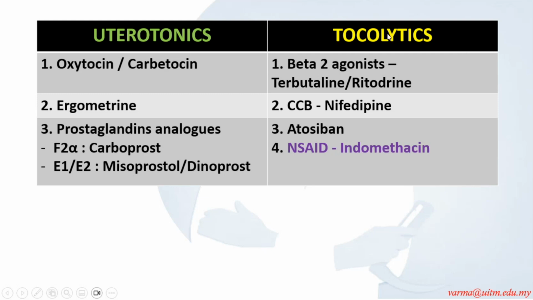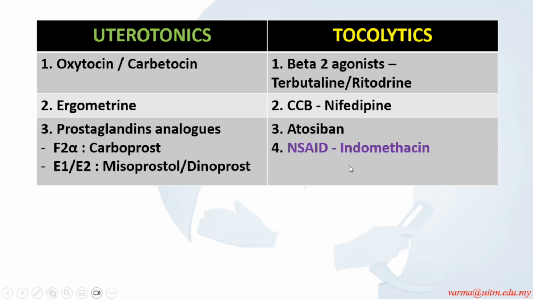Okay, next we have tocolytics. Tocolytics are drugs that stop uterine muscle contraction to prevent premature labor. Among beta-2 agonists, we have terbutaline and ritodrine, and we have the calcium channel blocker nifedipine, or the drug namely Adalat. Atosiban is an oxytocin antagonist, a direct antagonist of the oxytocin receptor. And then we have the NSAID indomethacin, also used for premature labor. Why did I put it in purple? Indomethacin is quite special. It has some specific adverse effects that we have to know of.